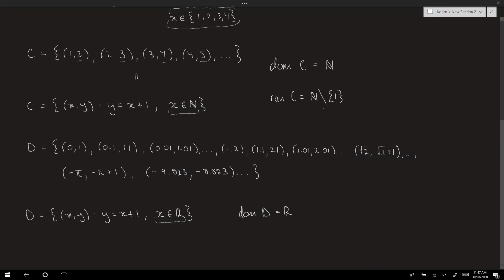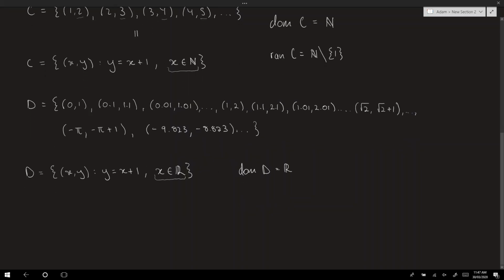All right, what else have we got? So the range of D, well, that one's a little bit trickier to give an argument for. You just have to be able to see that the range of D is also any real number. And why is that? Well, I'll give you a reason in the next video.